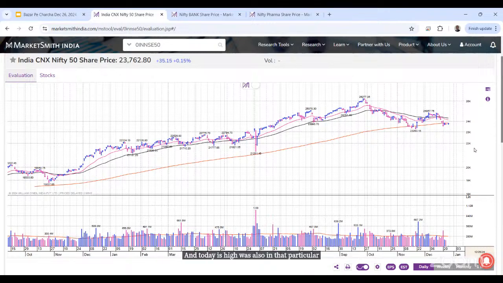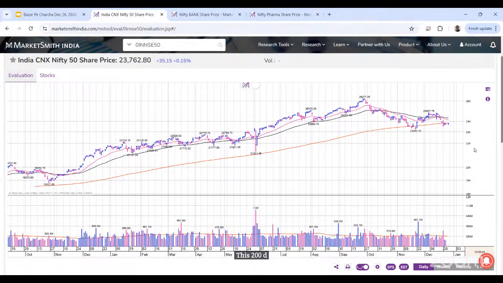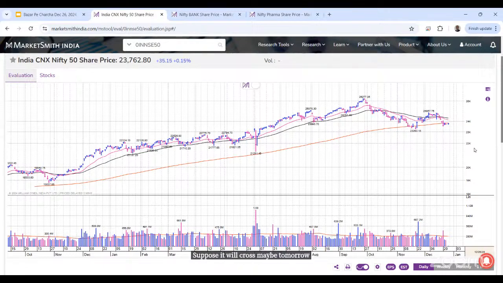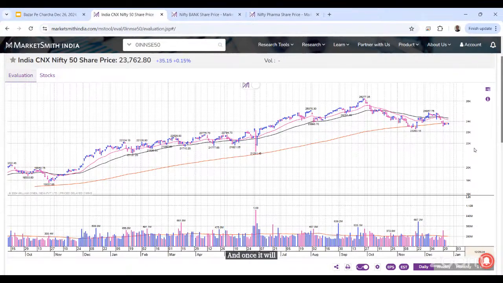So I can say even in the past 3 days after breaching on Friday, this 200 DMA is acting as a critical resistance area that is placed around 23,850 to 23,900 kind of range. Suppose it crosses maybe tomorrow or the next day, then one can expect at least 24,100, 24,200 kind of level in the short term in the next couple of days. And once it crosses 24,200, then only we will start thinking about a trend reversal kind of thing.